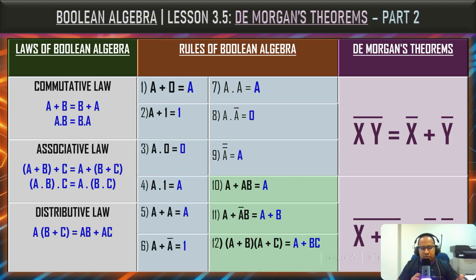By combining these laws and rules with De Morgan's theorems, we can handle even complex expressions in a clear and structured way. In the next lessons, we'll build on this foundation and start applying this concept to more advanced topics in digital systems. And keep practicing these techniques, because they are essential for logic design and circuit simplification.